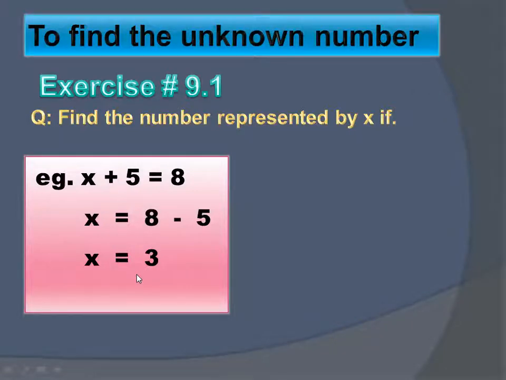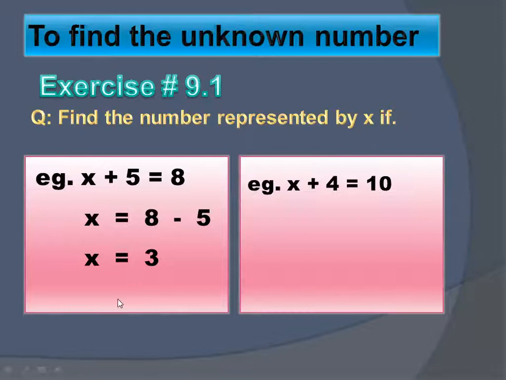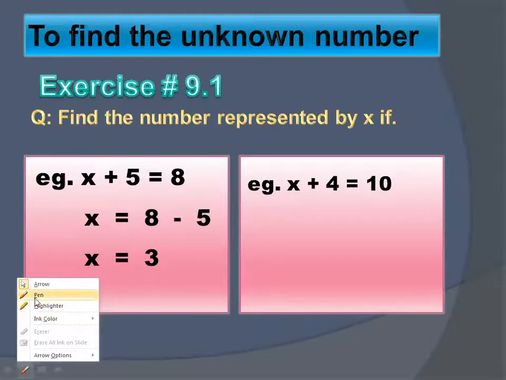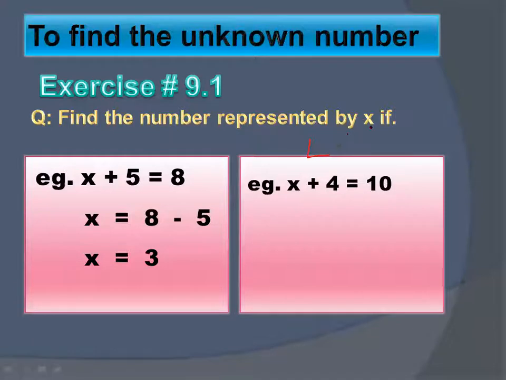Okay. Now move on to the next one. x plus 4 is equal to 10. What will you do here? Here you have the left side, and here you have the right side. On the left side, what do you have? Plus 4. So you will shift this plus 4 to the right side by writing it in subtraction form. You will simply write x is equal to 10, minus 4. So x is equal to 10 minus 4, it will become 6.